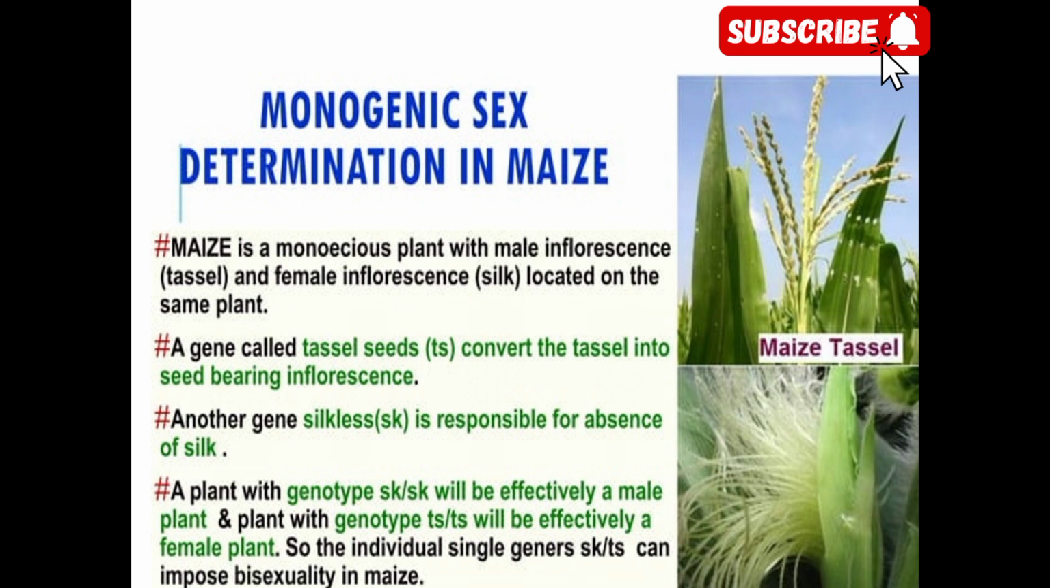You know that maize is a monoecious plant with a male inflorescence, which is known as the tassel. The female inflorescence, the silk, is located on the same plant, and this plant is known as monoecious. A gene called tassel seed converts the tassel into a seed-bearing inflorescence. Another gene, silkless, is responsible for the absence of silk. A plant with genotype SK/SK will be effectively a male plant, and a plant with genotype TS/TS will be effectively a female plant. So the individual single genes SK/TS can impose bisexuality in maize.